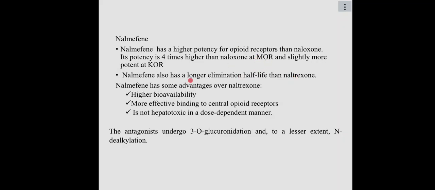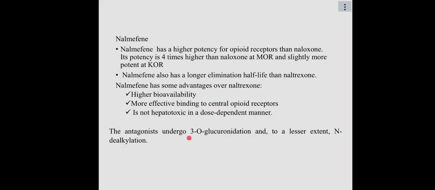We cannot say we do not understand. It has some advantages over naltrexone: higher bioavailability because of the higher lipid solubility, and more effective binding to central opioid receptors. It is also not hepatotoxic in a dose-dependent manner. So it has those advantages as compared to naltrexone. But that doesn't mean naltrexone is not used. I think naltrexone is quite commonly used.